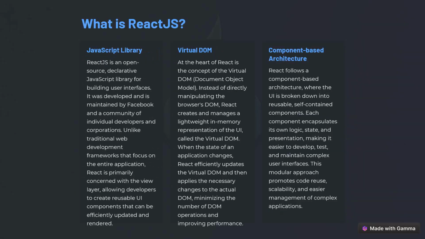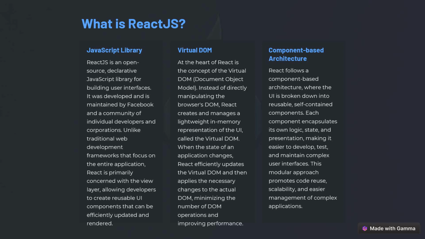What is React.js? First of all, JS means JavaScript. React.js is an open source declarative JavaScript library for building user interfaces. It was developed by Facebook, and in React, it is mainly used for user interfaces. And in a user interface, the main part is divided into components. And React.js uses the virtual DOM. Virtual DOM is only used in React.js.